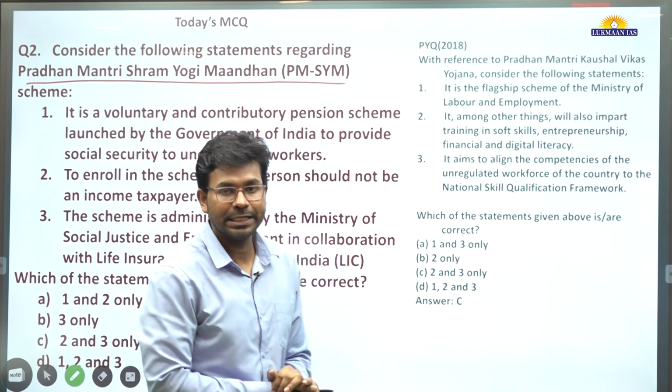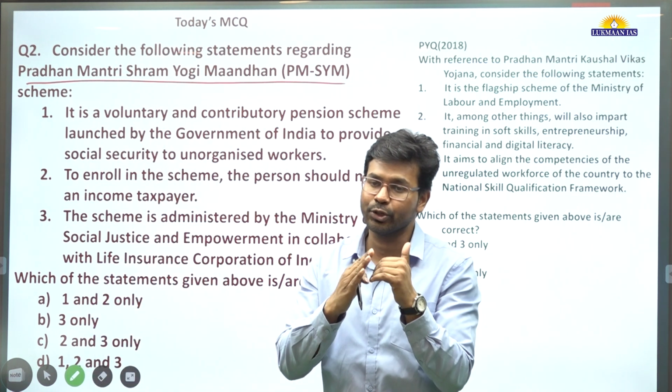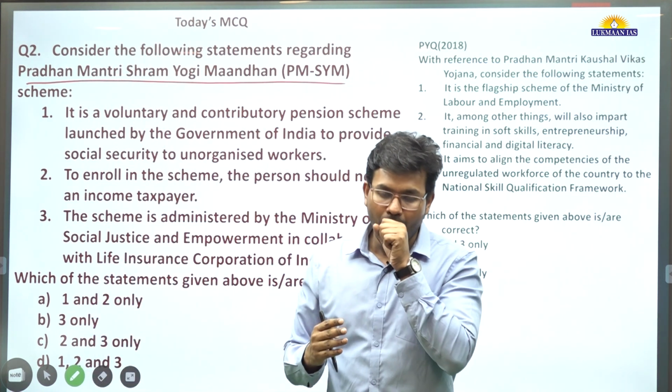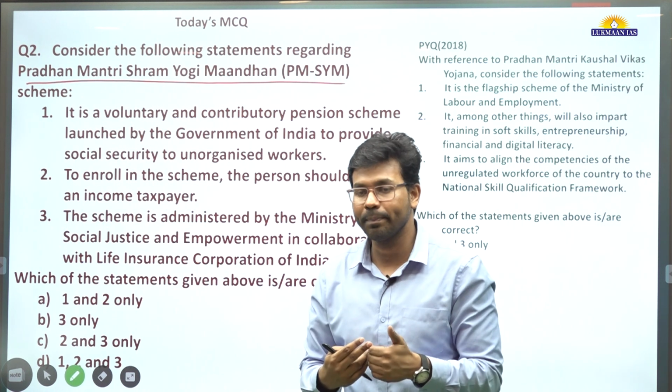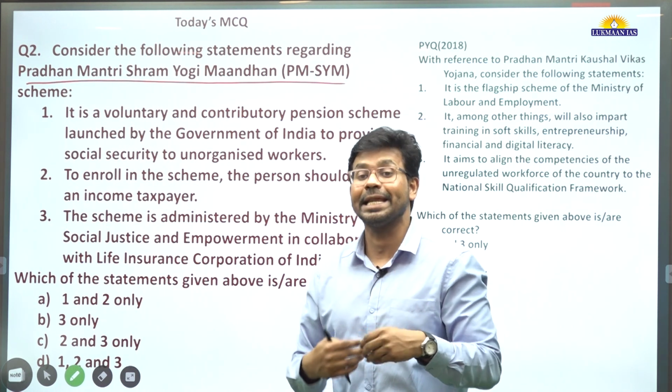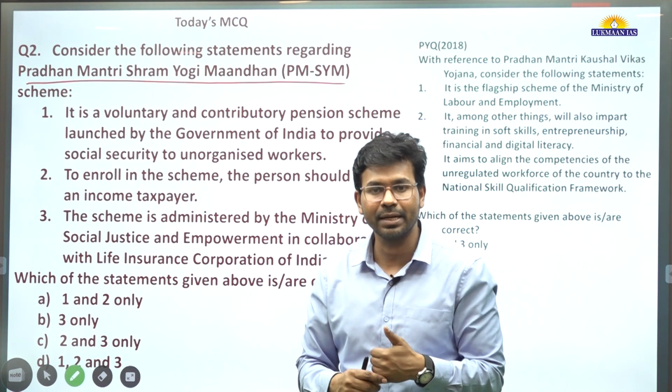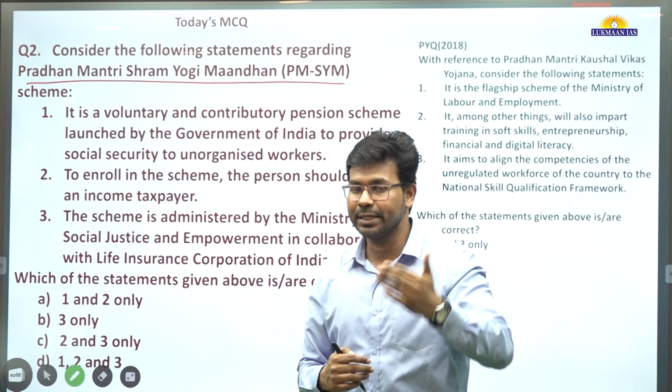Who are eligible? People who are between the age of 18 to 40 years. And these people should not be taxpayers in the country. Taxpayers are those having income above a certain threshold.